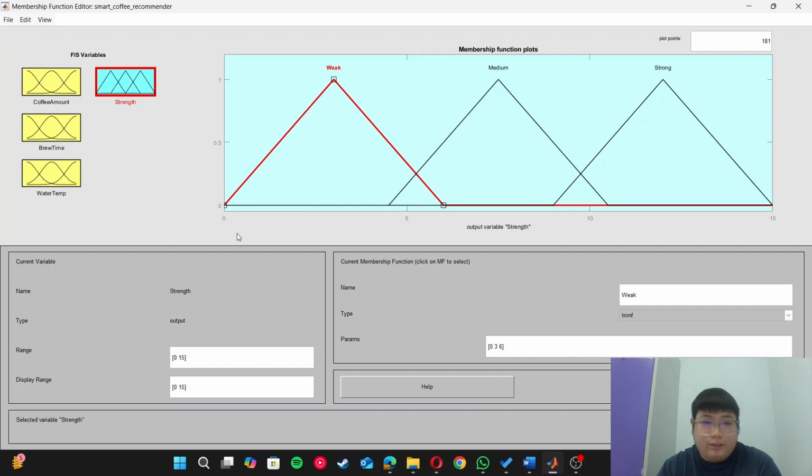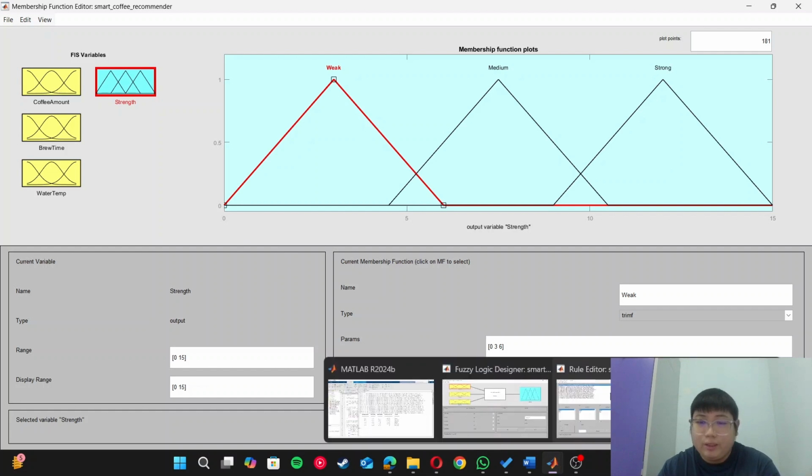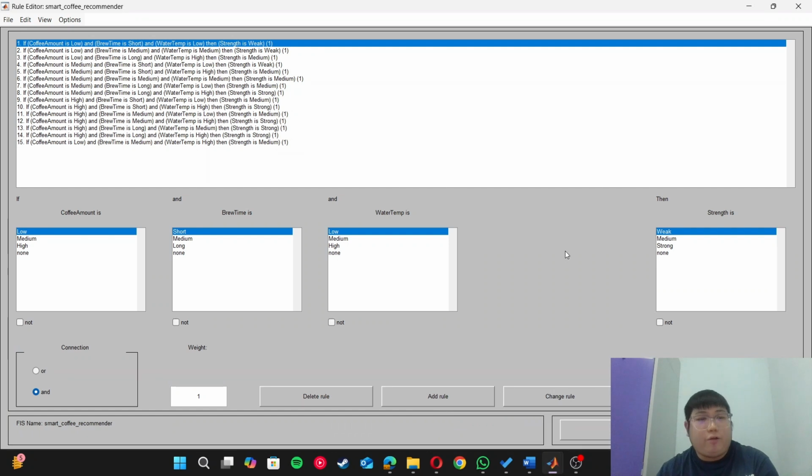After we designed these membership functions and parameters, we created a rule base that reflects how humans might think when making coffee, and these are our rules. For example, if the coffee amount is high, the brew time is long, and the temperature is high, then the strength will be strong. This fuzzy system interprets in-between values using these if-then rules.